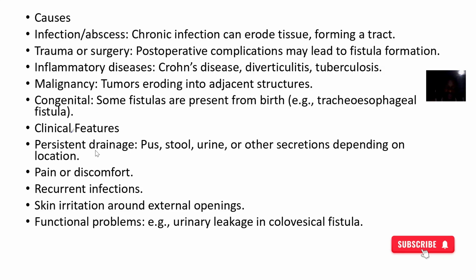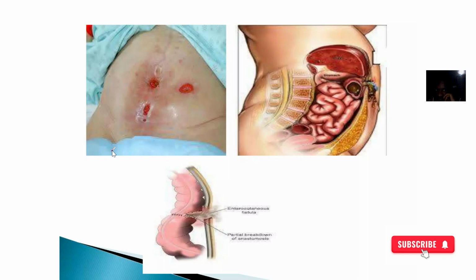So clinical features is that there's a lot of persistent drainage. So depending on the substances found in those organs, it could be pus, it could be stool, it could be urine, other secretions, pancreatic fistulas, and the rest of it. So there's pain and discomfort, there's recurrent infections, there's skin irritation around the external openings. Okay, also functional problems.